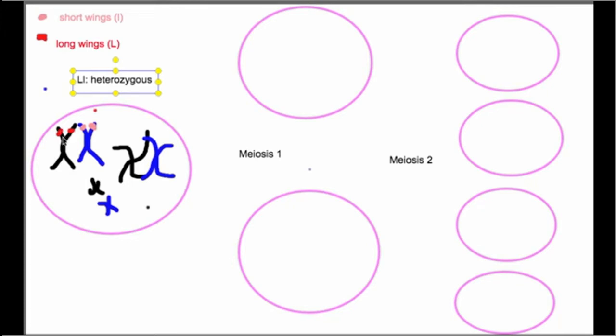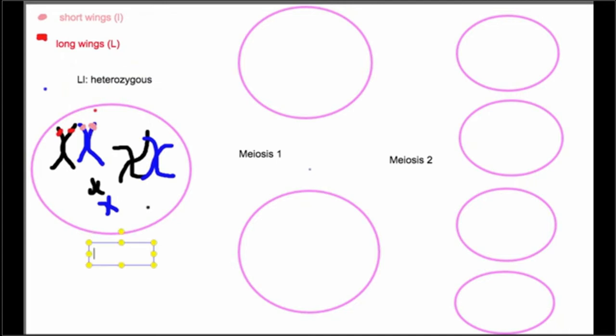So this chromosome was copied. So now you have 2 sister chromatids that are identical. So that's why they both have the long wing allele, and then these 2 sister chromatids are identical, so they both have the short wing allele. So how do these get redistributed to sex cells, and how do we then put that in a Punnett square?